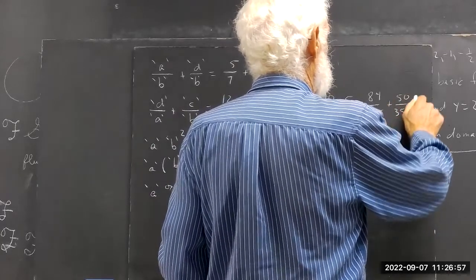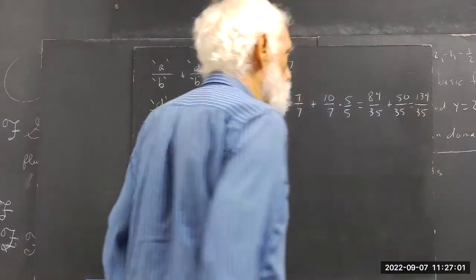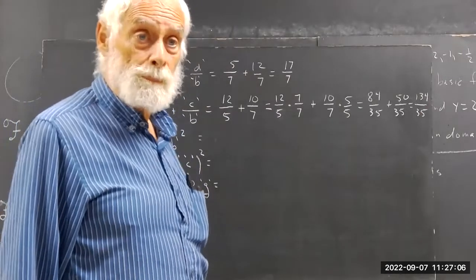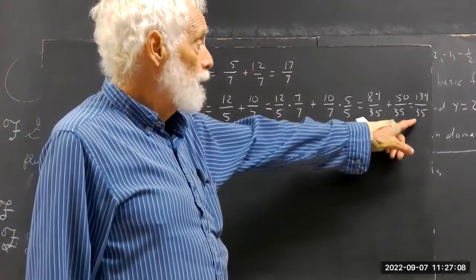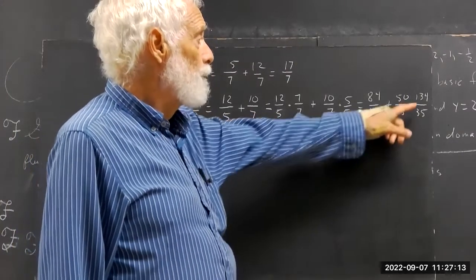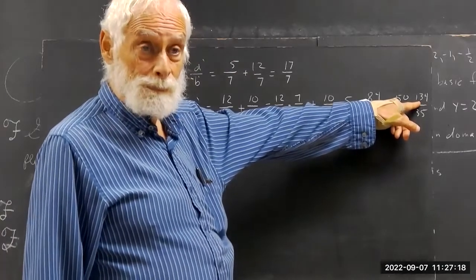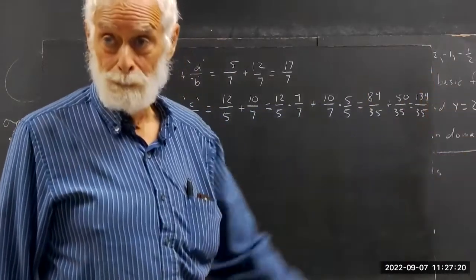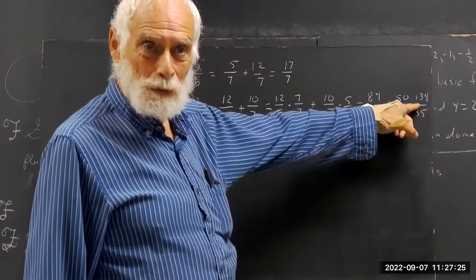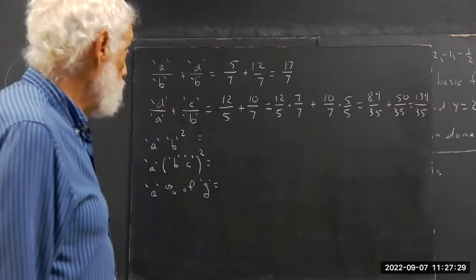So this adds up to 134 over 35. That's not going to reduce because 35 is a multiple of 5 and 7, and 134 is not a multiple of 5, and it's not a multiple of 7. 7 times 20 is 140. Subtract 7, you get 133. As 133, you can knock out 7. It's not going to work. Okay.